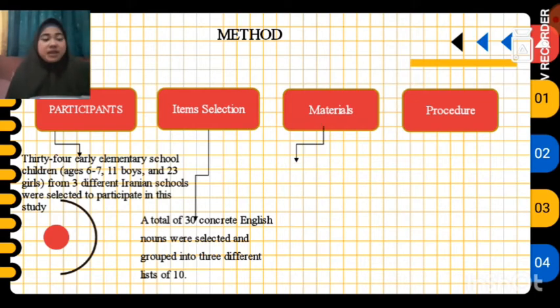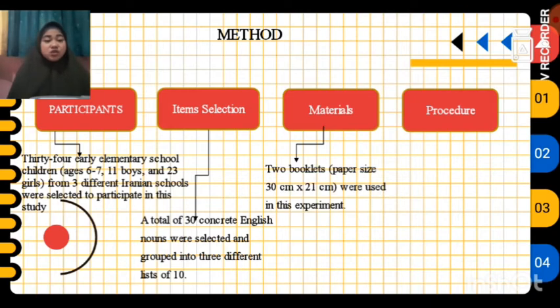The third is materials. 2 booklets, paper size 30 cm by 21 cm, were used in this experiment. The first booklet was used in the keyword method treatment and included 10 sets of paired pictures, and then the second booklet was used in the picture treatment and included 10 pictures. No visual materials were used in the TPR treatment.